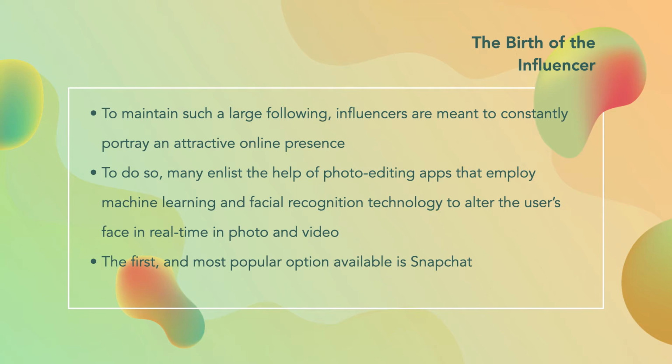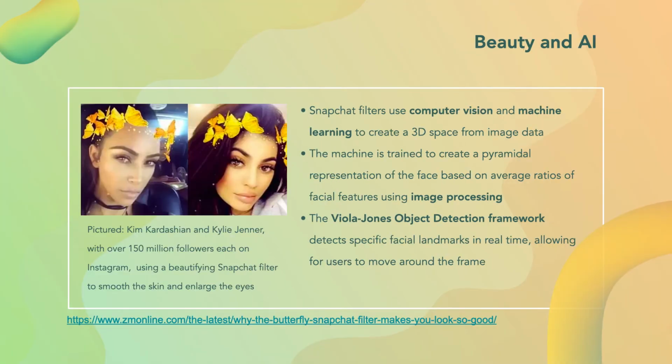And one of the first most popular options available for people is Snapchat. So, just to give you an idea of how these apps use machine learning, Snapchat filters in particular use computer vision and machine learning to essentially create a 3D space from flat image data. And then the machine is trained using a bunch of faces to create a pyramidal representation of the face based on average ratios of the facial features of the faces it's being trained on. And this is through a process called image processing.